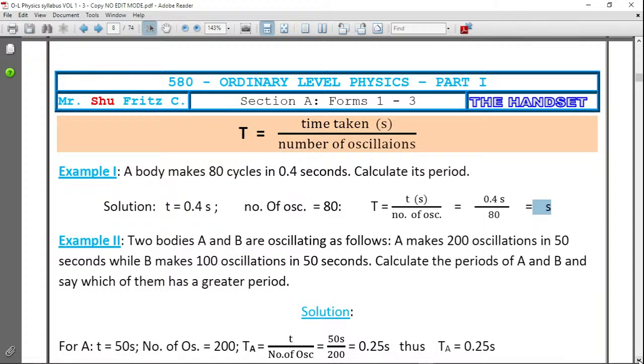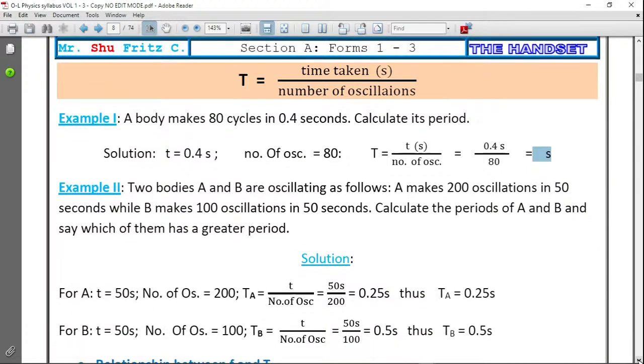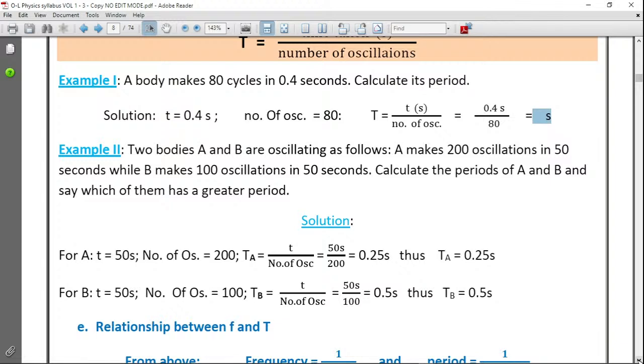So let's calculate their periods. The period for A will be 50 seconds divided by 200. That gives us 0.25 seconds. For B, the period will be 50 seconds divided by 100, and that gives us 0.5 seconds. So which one has a bigger period? B has a larger period, which is 0.5 seconds.